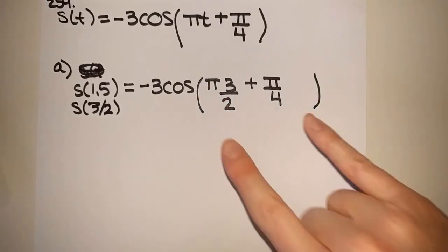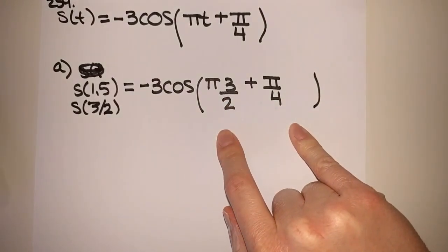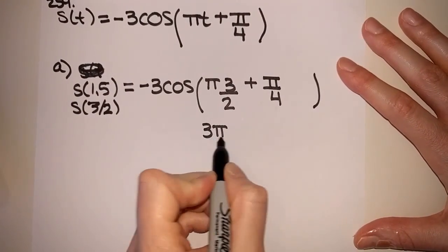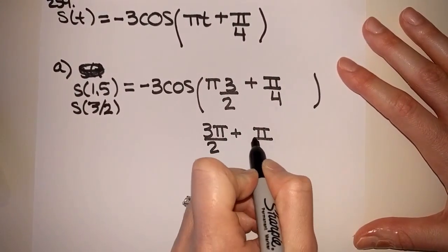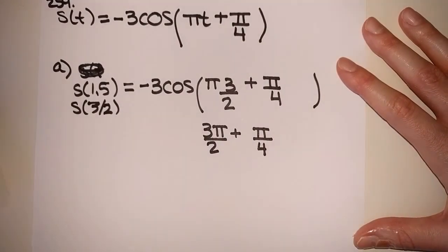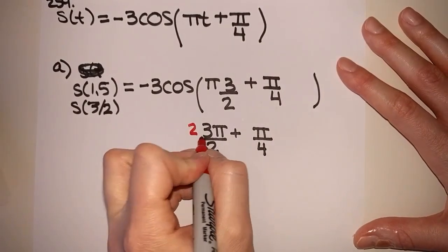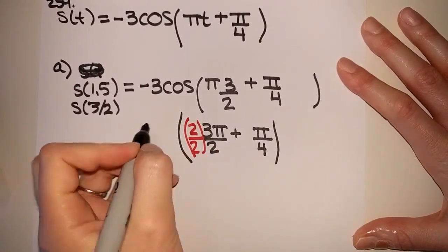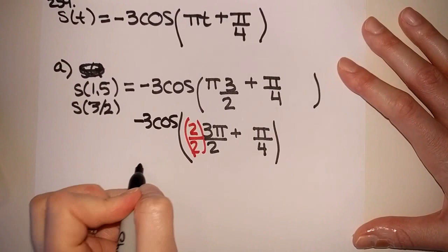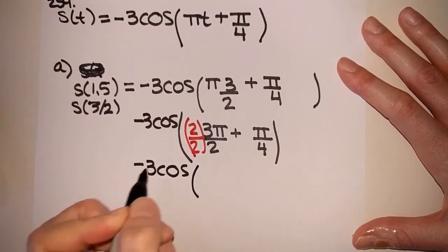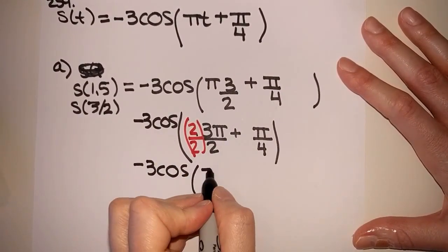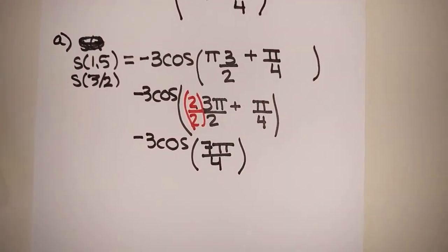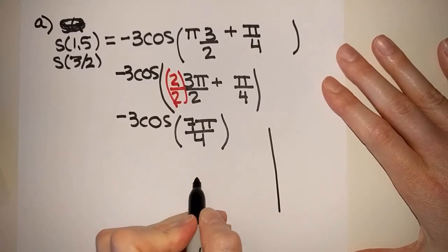All right, we do want to be able to do this without a graphing calculator or scientific calculator. So this is 3/2 pi plus pi over 4. You could look inside that argument and get a common denominator. That common denominator would be 4. And that would give us -3 cosine, and then 6 pi plus 1 pi would give us 7 pi over 4. Once we get that, we look at our unit circle.